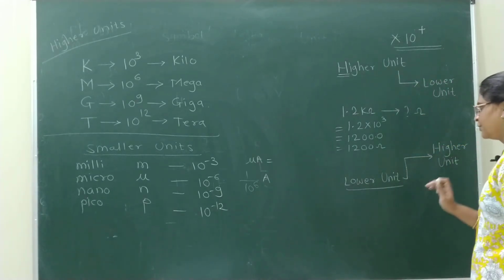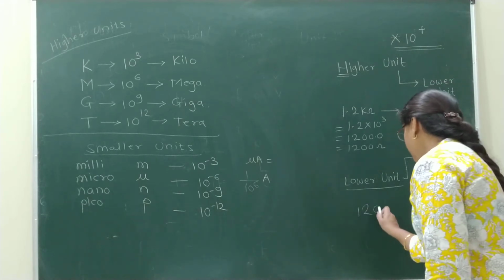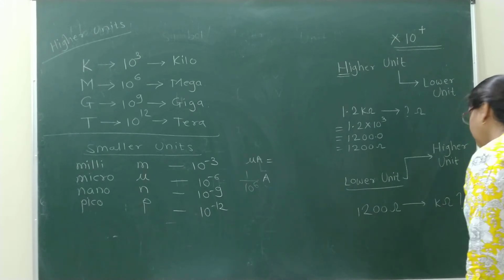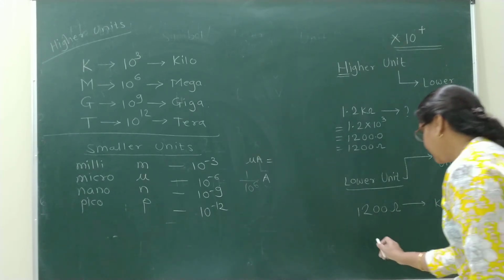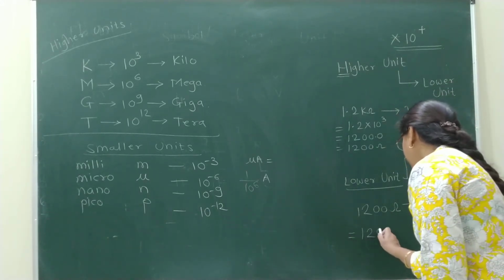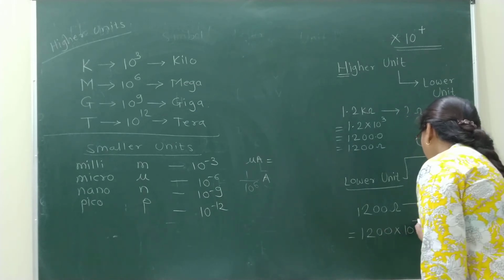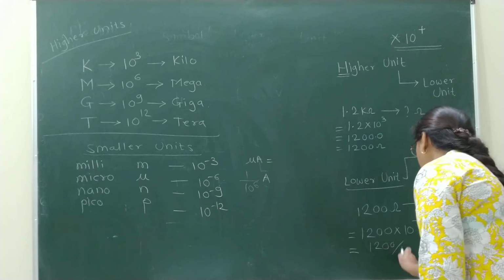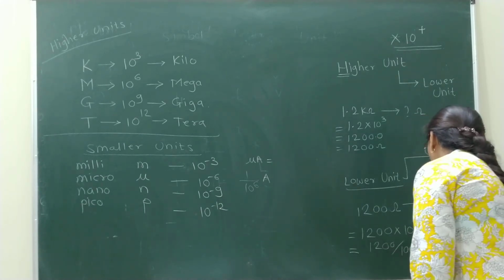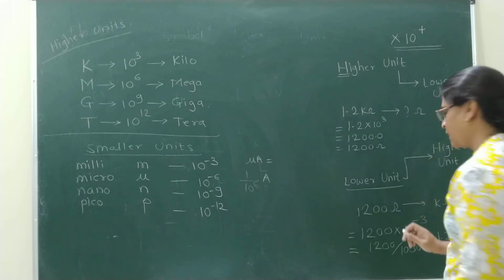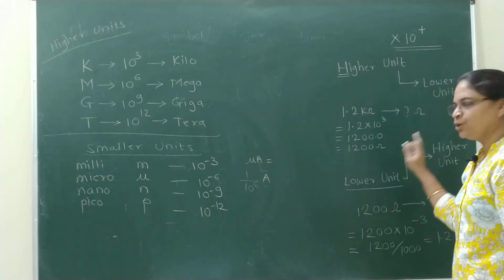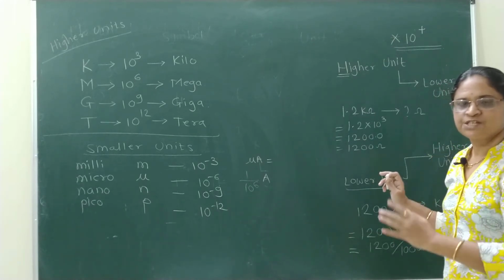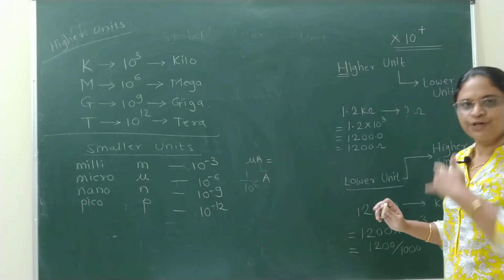Lower unit to higher unit. For example, 1200 ohm is to be converted into kilo ohm. How can it be done? So, given quantity is to be multiplied by negative power of 10. So, here it shows 1200 upon 1000, that becomes 1.2 kilo ohm. Always remember, lower to higher, decimal point will shift towards left.